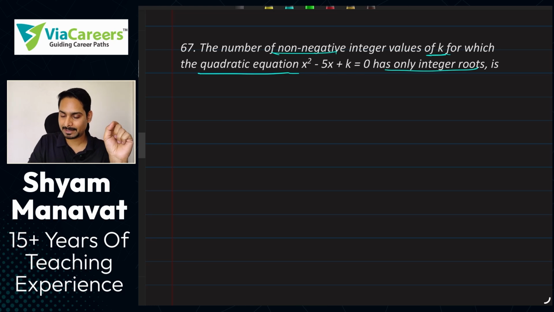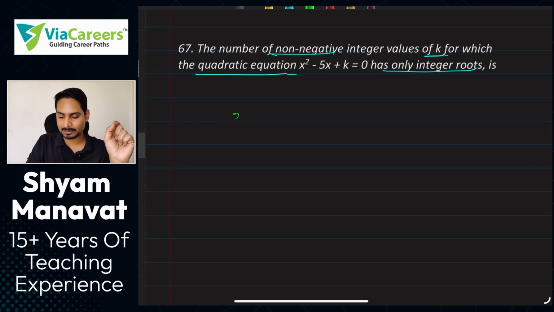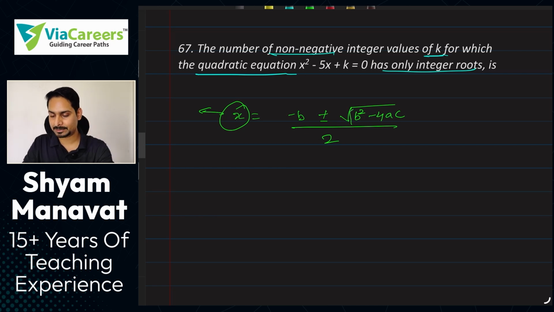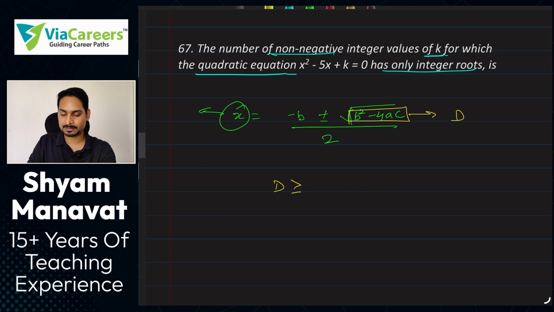Now how do we get integer roots? We have a formula to find the roots. What is the formula? Minus b plus minus root of b square minus 4ac by 2a. This is the formula for the roots. So here you will get the roots. Now it is possible only when the part inside the square root, which is also called the discriminant, is positive. So if it is greater than or equal to 0, then it is possible.